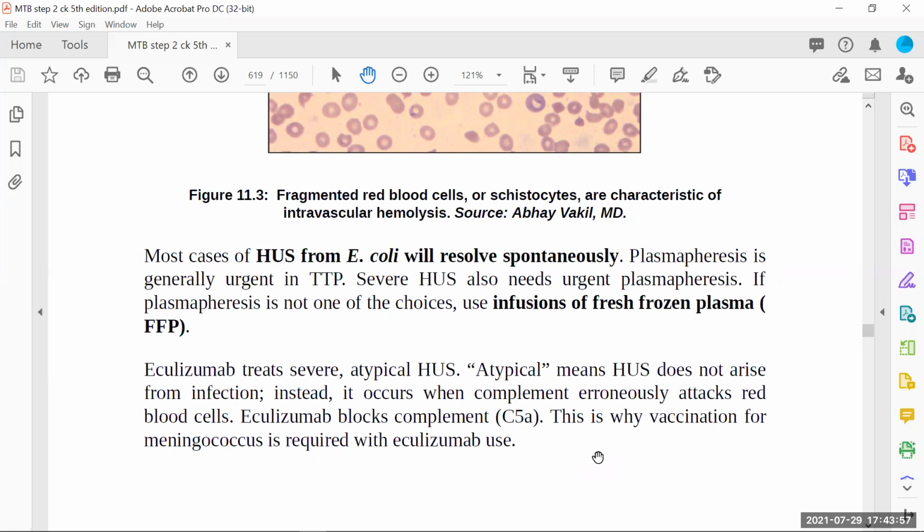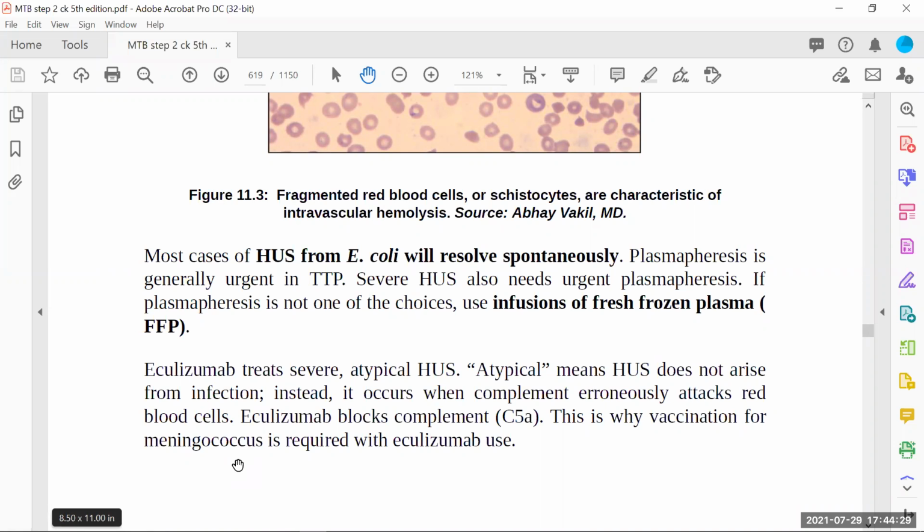And if complement proteins are involved, then again we can use antibodies. Eculizumab is the one which is going to act on this complement protein, which is responsible for damaging these platelets. So eculizumab blocks complement C5a, and this is why vaccination for meningococcus is required with eculizumab use. Why are we asking for this vaccination? Because we know very well meningococcus is the one which can cause blood poisoning.